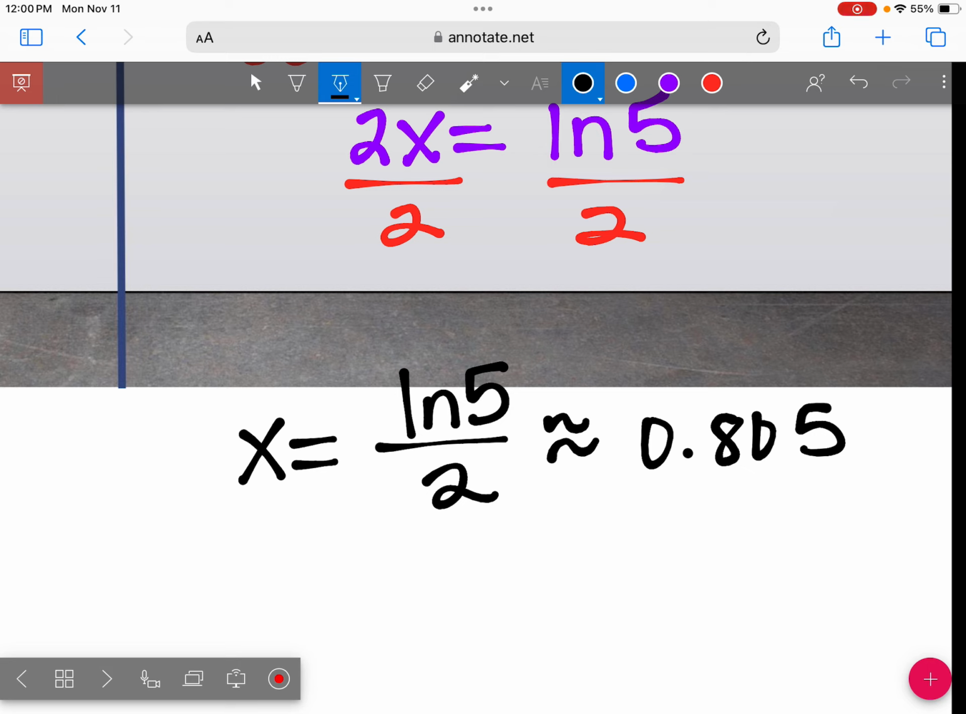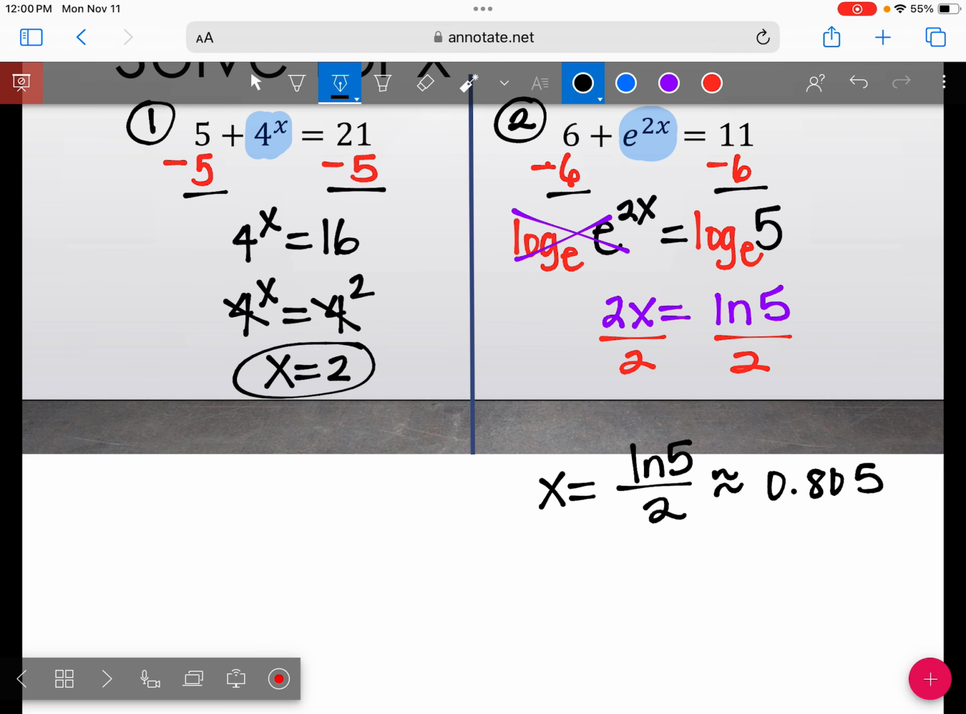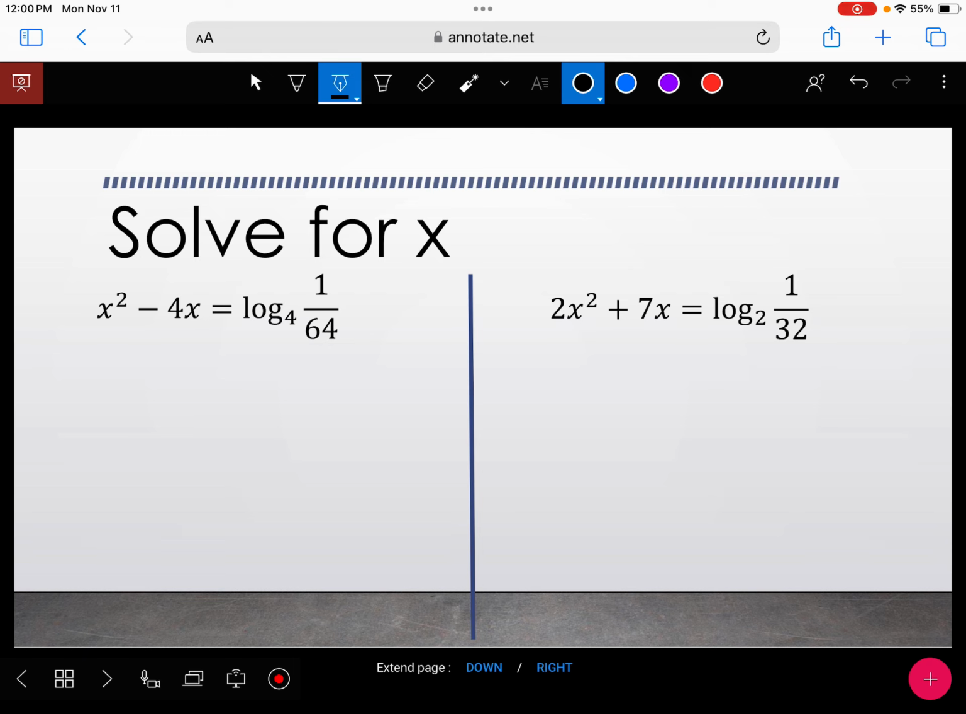All right, who got that? 0.805. I'm just writing down the answer so I know them for the next 2 classes. Any questions about how we did those 2? So if you can't rewrite it with a common base, that's when we need to introduce a log. All right, let's go ahead and copy down these 2.